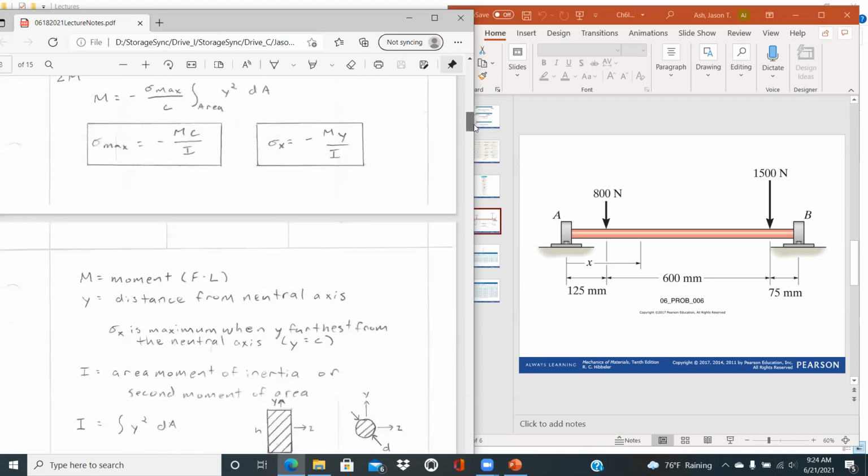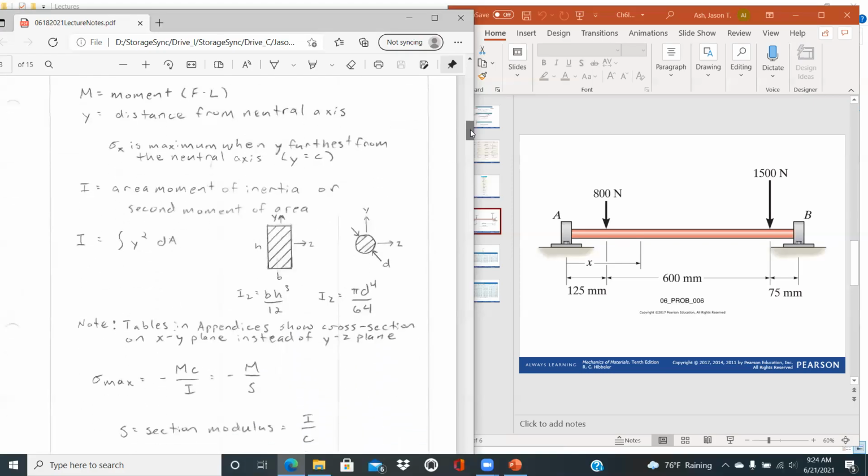And so just defining all the variables in there, moment is a unit of force times length. Y again is that distance from the neutral axis. And sigma x is going to be a maximum when y is the furthest from the neutral axis, y equal to c. I is the area moment of inertia, or the second moment of area.